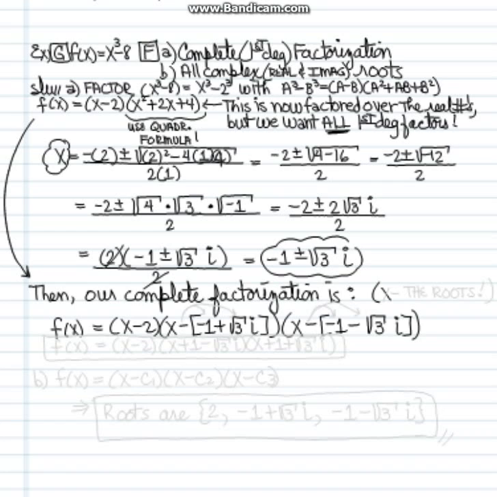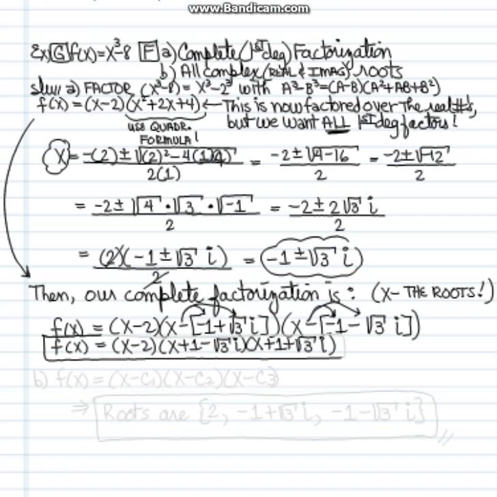Now we're going to get rid of the inner brackets by distributing the negative sign just to clean it up. And we'll have f of x equals x minus 2 times x plus 1 minus the square root of 3 times i on the outside. Close your parenthesis. And then the last parenthesis is x plus 1 plus the square root of 3 times the i on the outside. And that's our linear complete factorization.